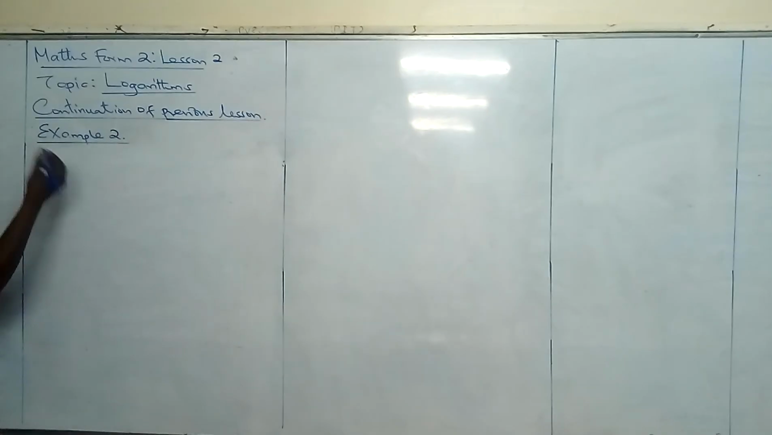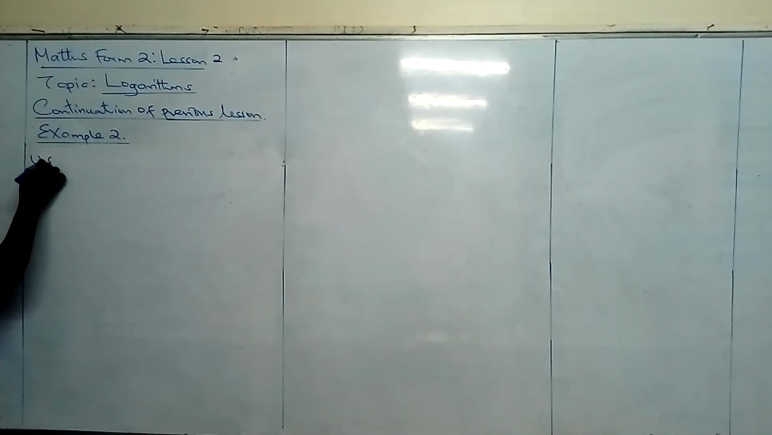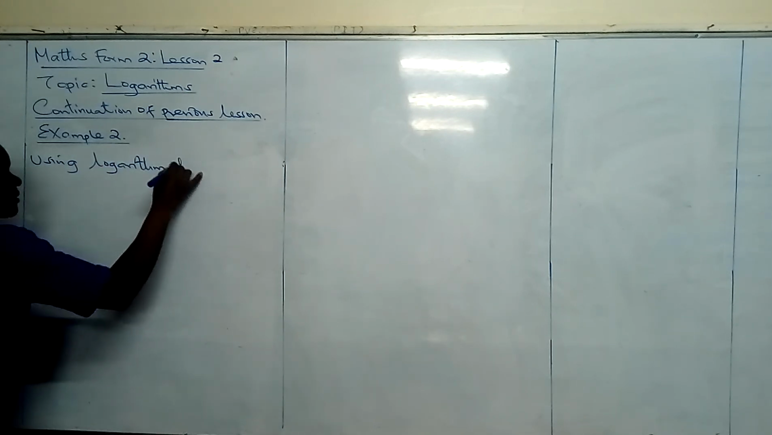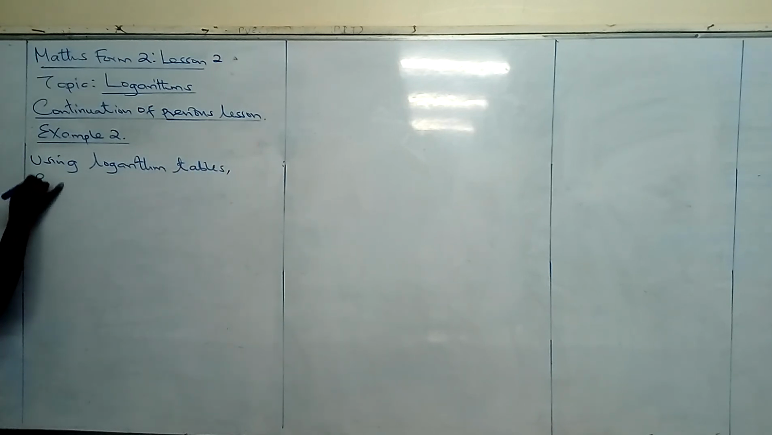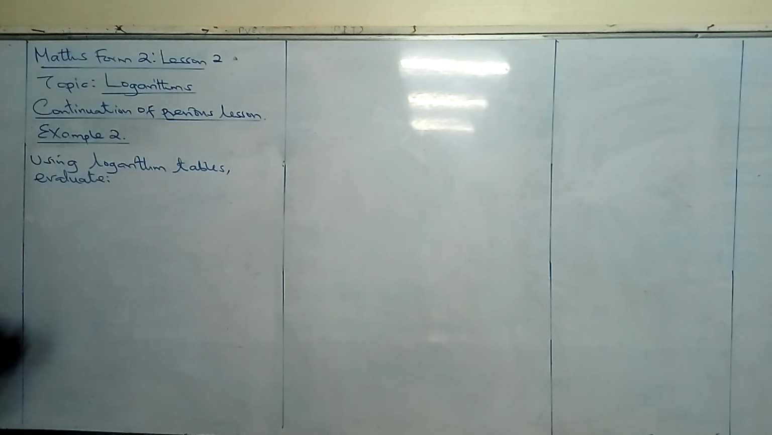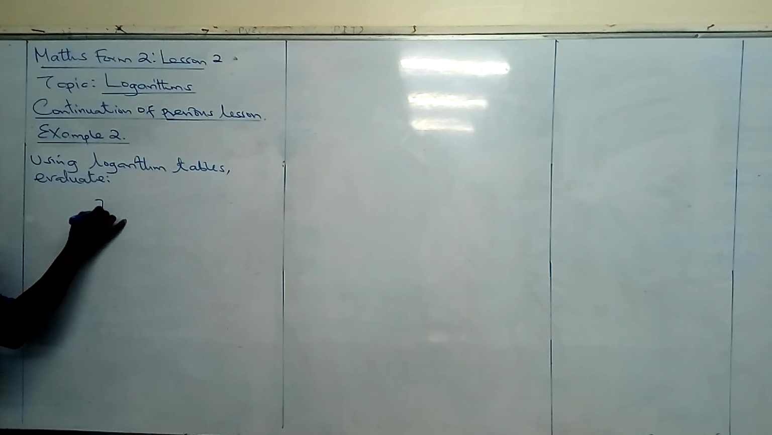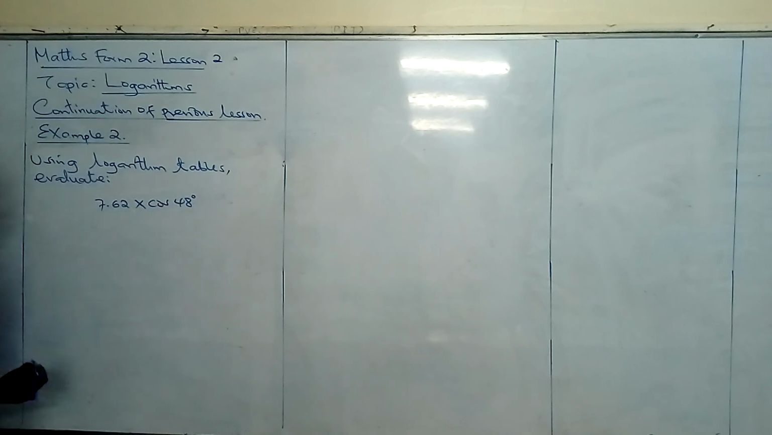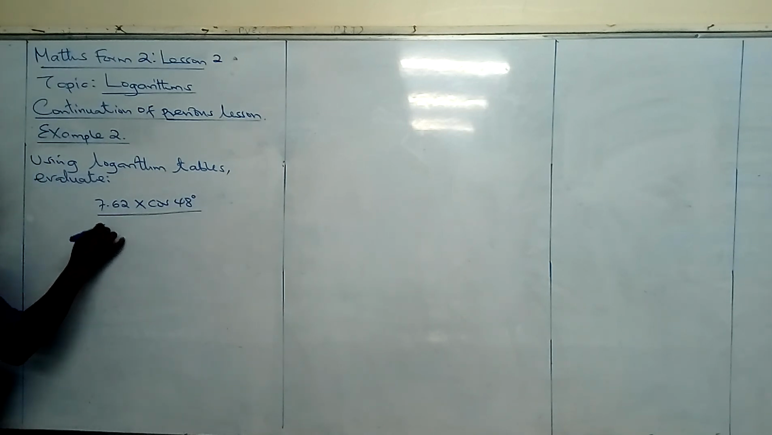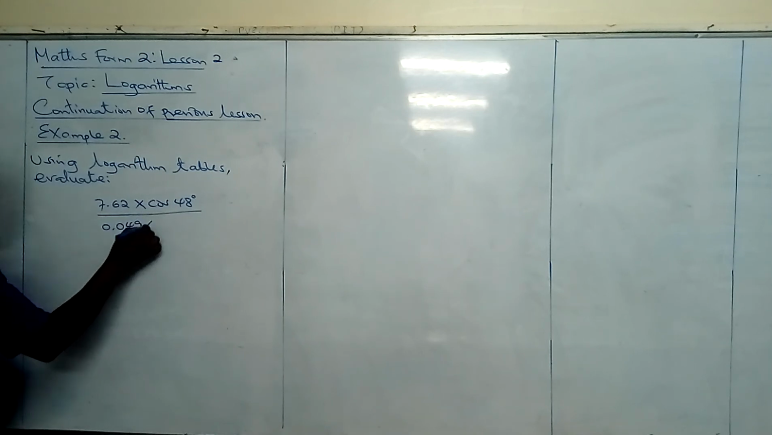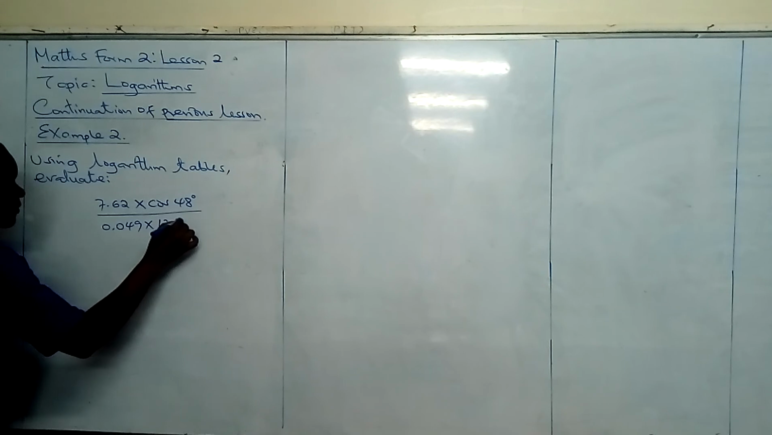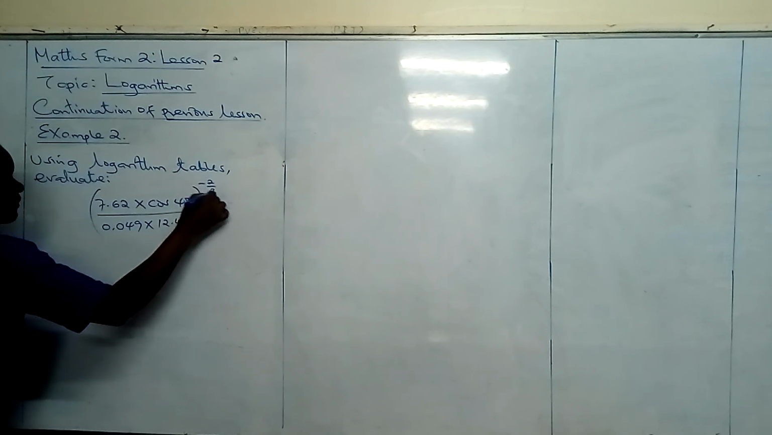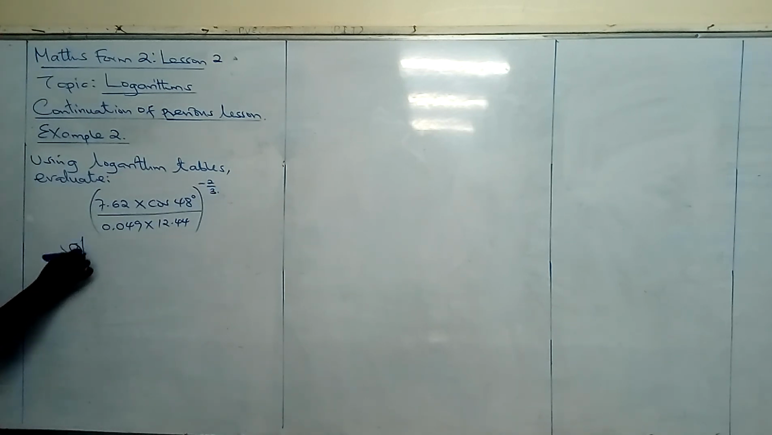Now, we will have an example. Using logarithm tables, evaluate: you can be given the number 7.62 times cos 8, divided by 0.049 times 12.44, then everything is raised to the power of 2/3. Then we will say solution.